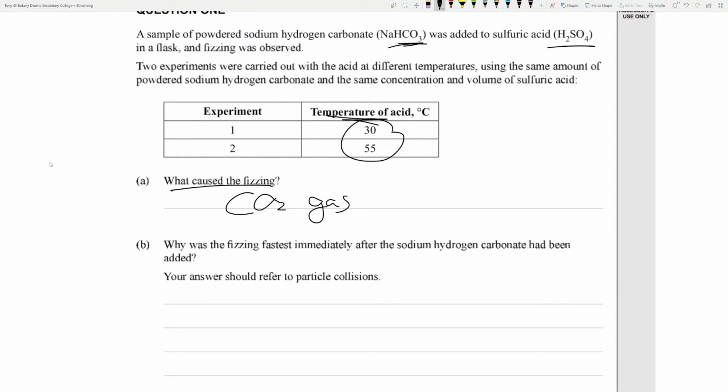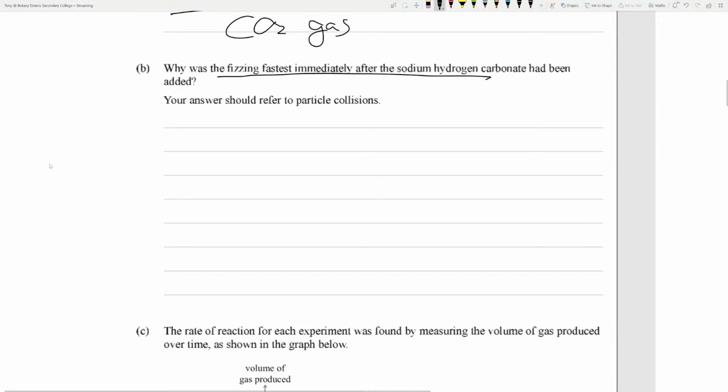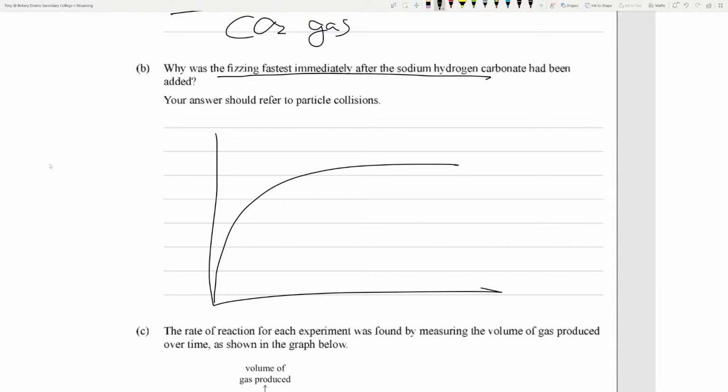It's carbonate plus sulfuric acid. Acid plus carbonate gives carbon dioxide gas. So they're asking you, why was the fizzing the fastest immediately at the start, and then you should refer to the rate of particle collision. So again, this is essentially just asking you to explain this graph. So why is it the fastest over here compared to somewhere over here, for example?